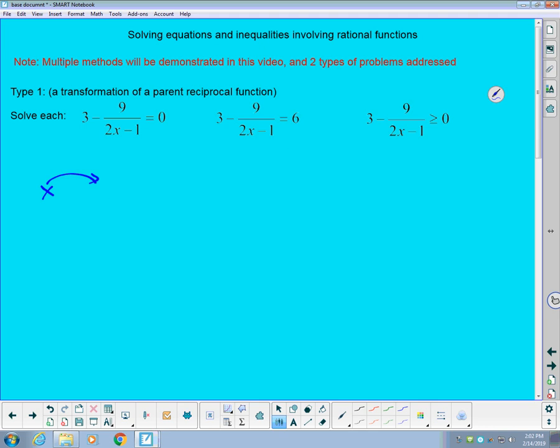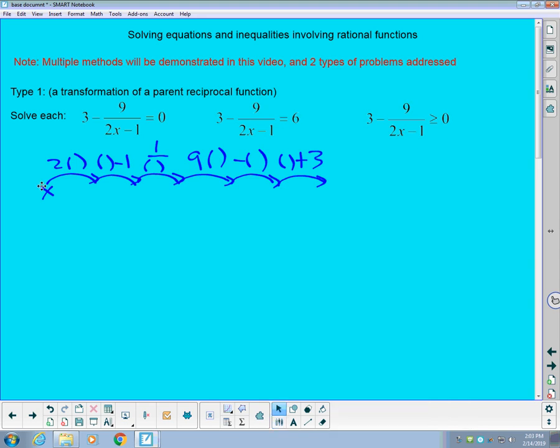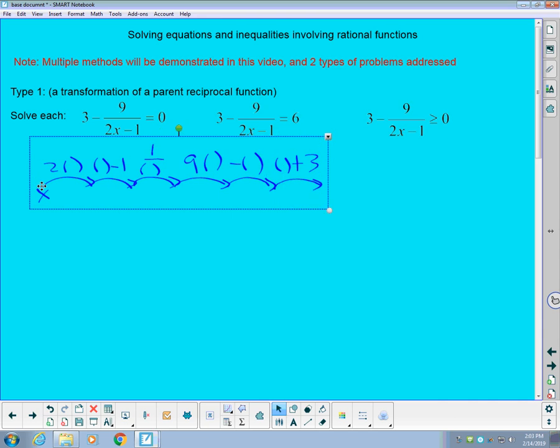Starts with an x. We multiply by 2, subtract 1. We need to flip that over to get it into the denominator. Multiply by 9, do a sign change, and then add 3 on. And since I'm going to be using this arrow diagram again, I'm going to group this stuff all together, make sure I have access to that a little bit later.